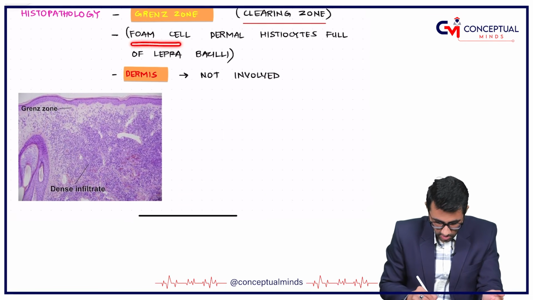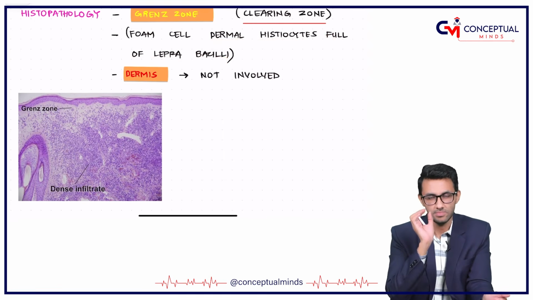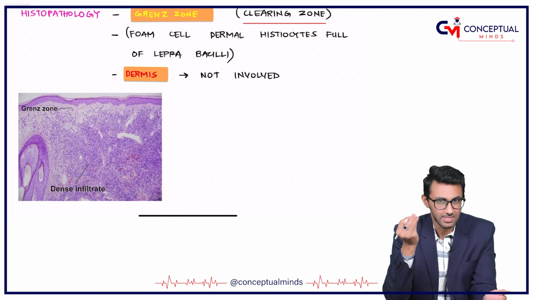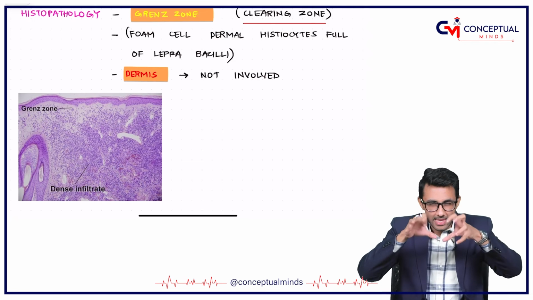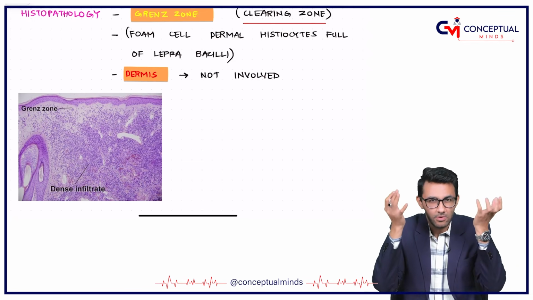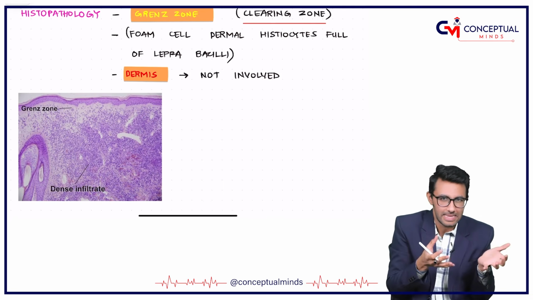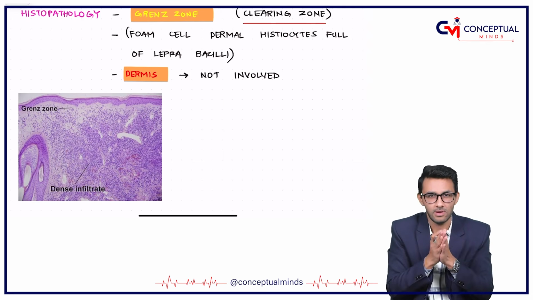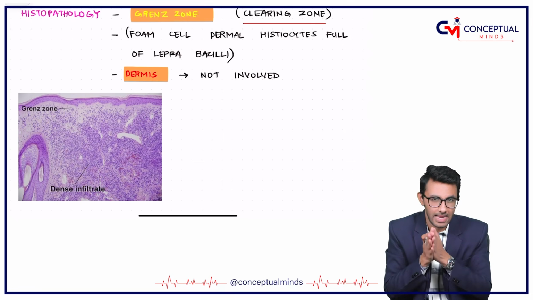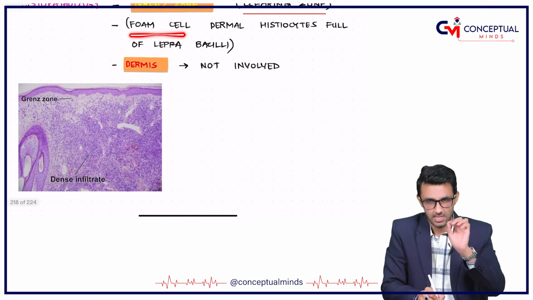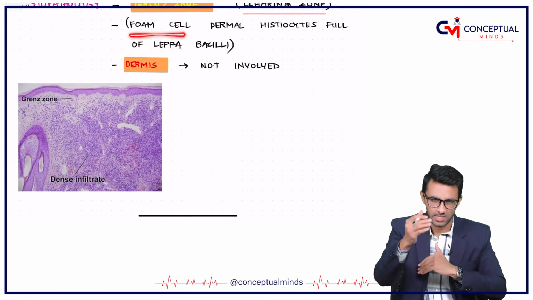The foam cells of dermal histiocytes are full of Leprabacilli. Remember the point I told you, that in the LL, because of the B cell mediated immunity, the macrophages are there. The macrophages are eating up the bacilli, right? But are they able to do it efficiently? No. But will we find them histopathologically? Yes. So what cells did we find in the LL type? The foam cells. This concept we discussed earlier as well, so this is a connection to that.